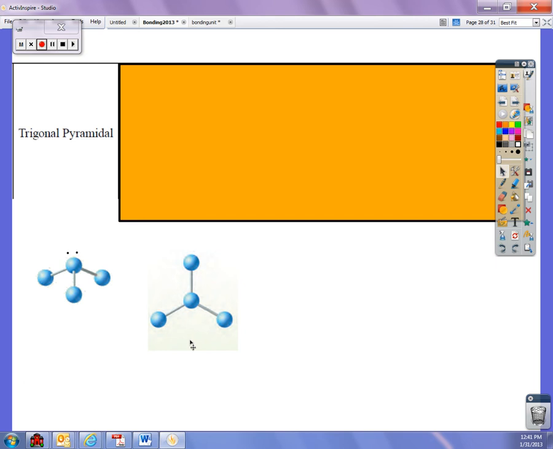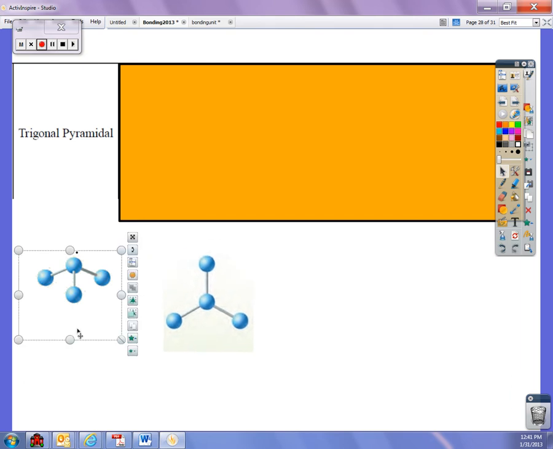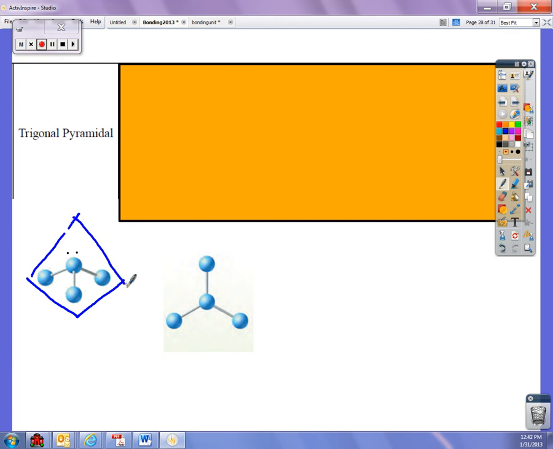This one is trigonal planar, and this one is trigonal pyramidal. Why is it called pyramidal? Well, it looks like a pyramid, doesn't it? Let me draw a little pyramid here. Okay. There's a little point at the top. All right, now I don't know how to draw, so no busting on me while I'm not in class.